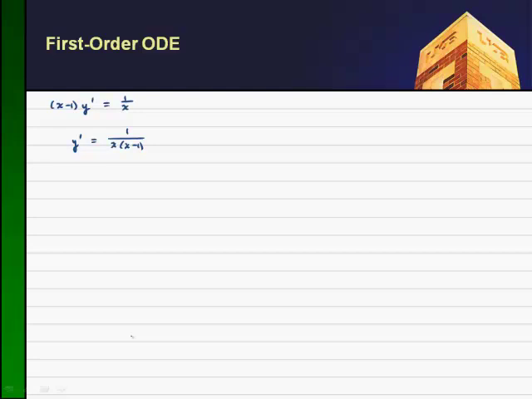I'll write y prime in Leibniz notation, and then multiply both sides by dx. I'll get dy equals dx over x times x minus 1. And of course, in the separable technique, the next step is to integrate.